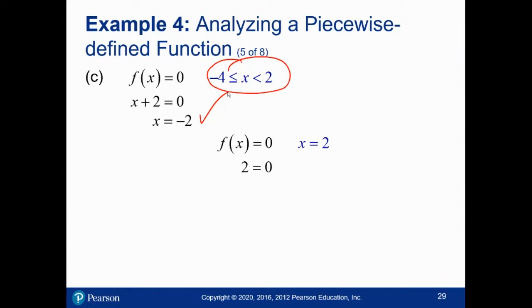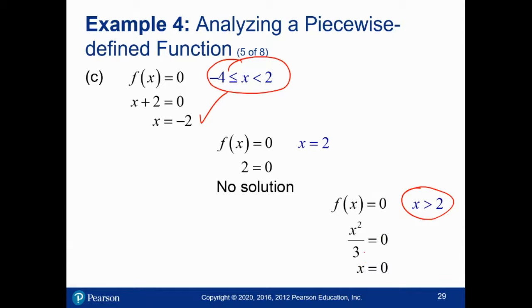For the middle branch, x has to be exactly 2. But what's f of x on that middle piece? It's exactly 2. Is 2 equal to 0? It isn't. There's no way to make that work. And on the last bit, if x is bigger than 2, we compute x squared over 3. Now, if x squared over 3 is 0, you solve that and you get x is 0. But remember, we were requiring x to be bigger than 2. So this is not actually on that branch, so it's not an intercept.